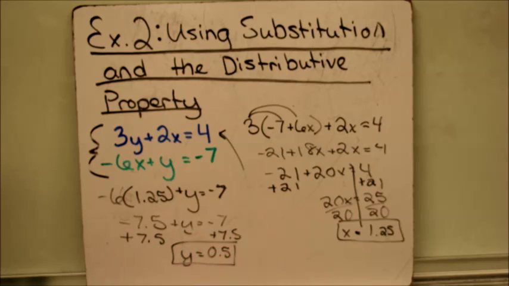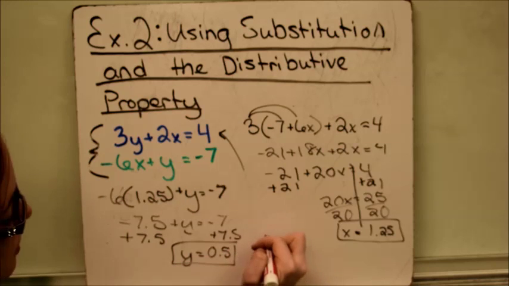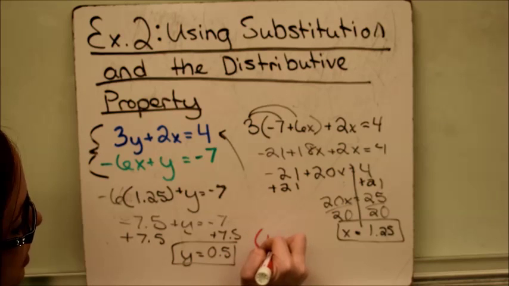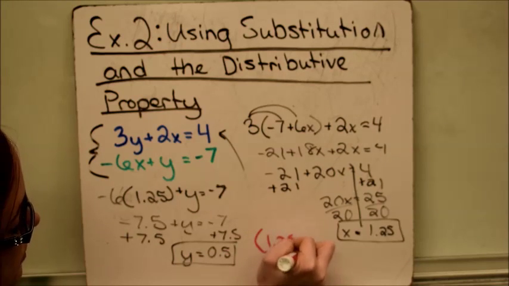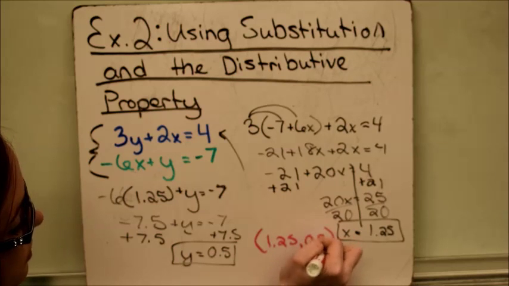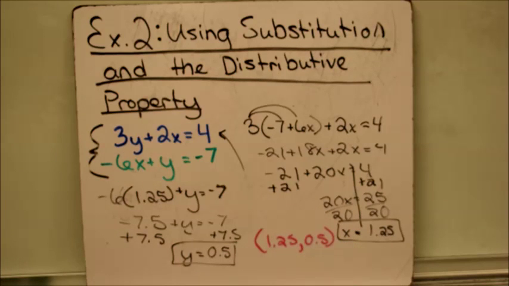So we have two answers. Now we just need to finish by writing this off as a coordinate pair. Okay. So if I'm going to write this as a coordinate pair, 1.25 comma 0.5. That would be my answer.